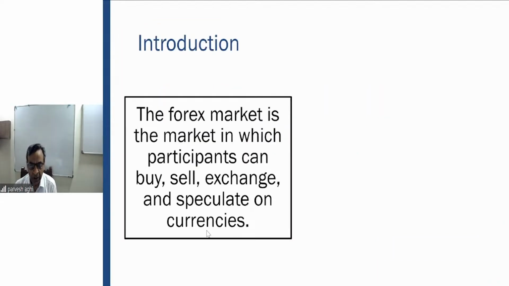So what is a forex market? It's a market in which participants can buy, sell, exchange, and speculate on currencies. That means if you want to buy dollars or euros or yen or any currency, if you're an importer or if you're traveling abroad, you have to buy currencies. Then you can even sell currencies. If you're an exporter, you're going to get your money from abroad in dollars or any other currency, which you have to sell. You can exchange and speculate on currencies.